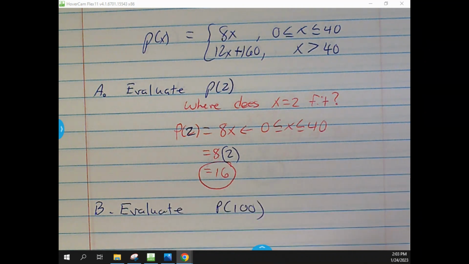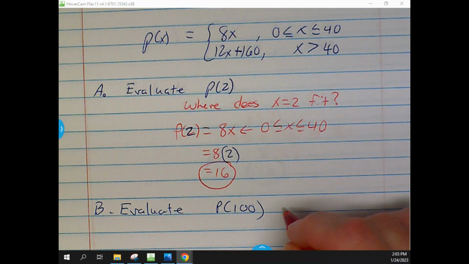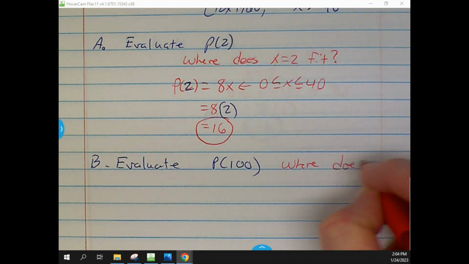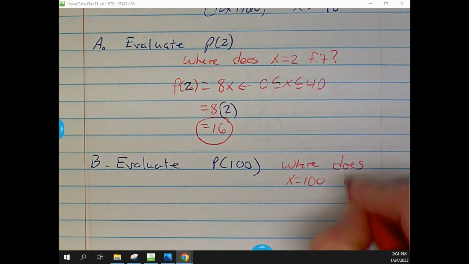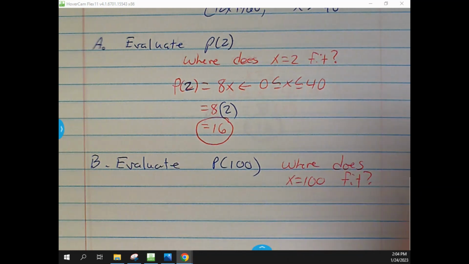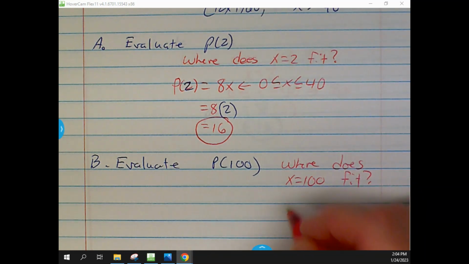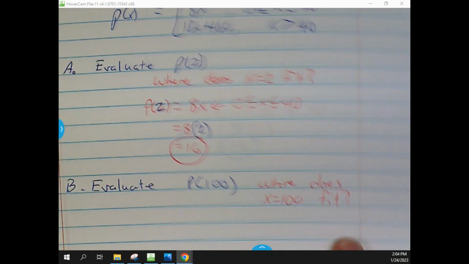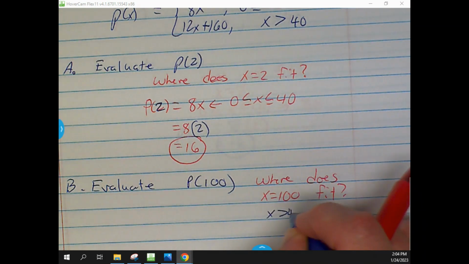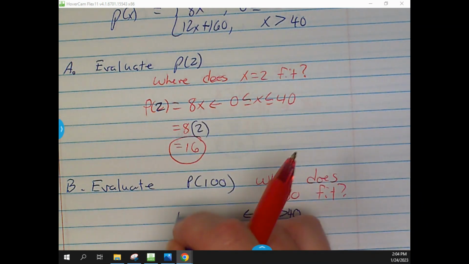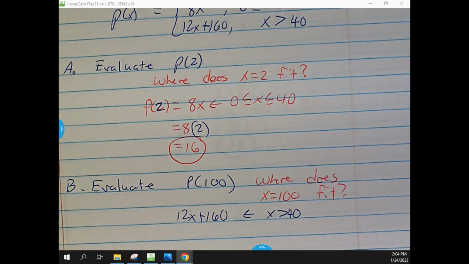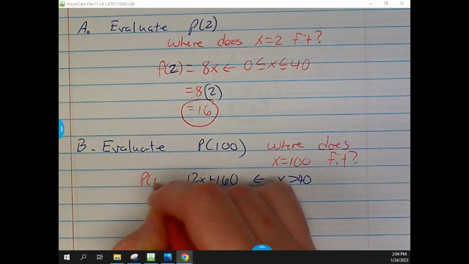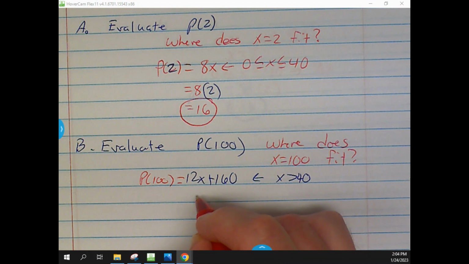P of 100. It's the same thing. Where does x equal 100 fit? Because they're telling us that's our x value here. And so for that part, with our two inequalities here, 100 is greater than 40. So then that means we're going to use the 12x plus 160. And so when we find P of 100, we're going to take 100 and plug it back in for x.